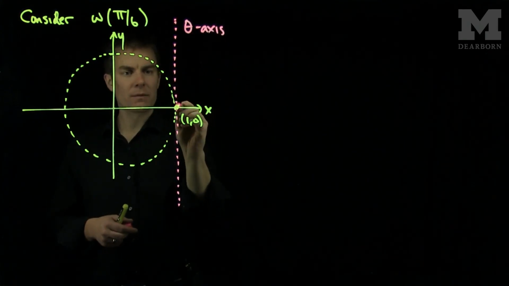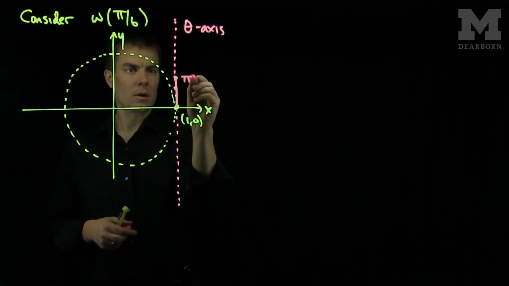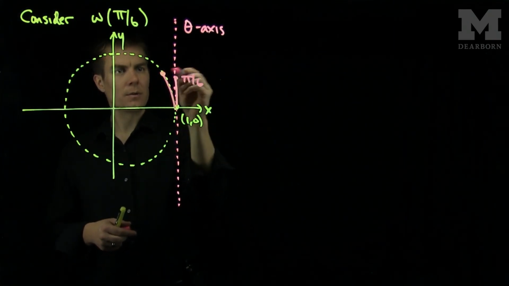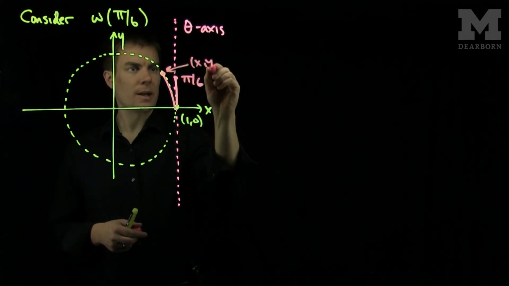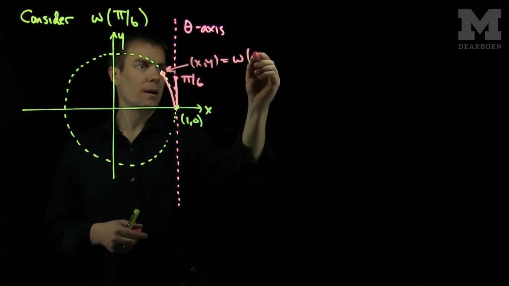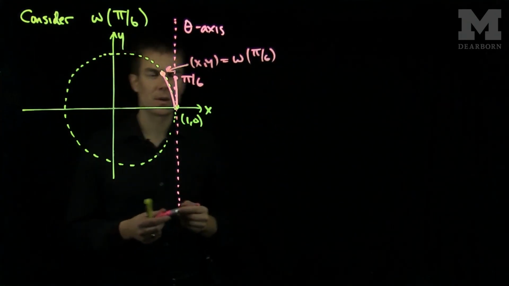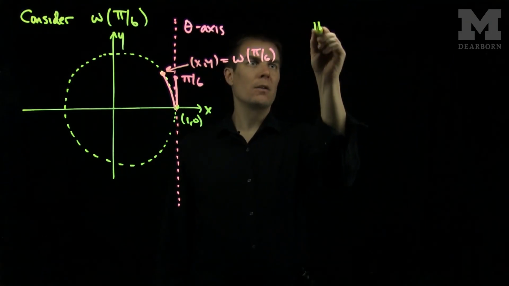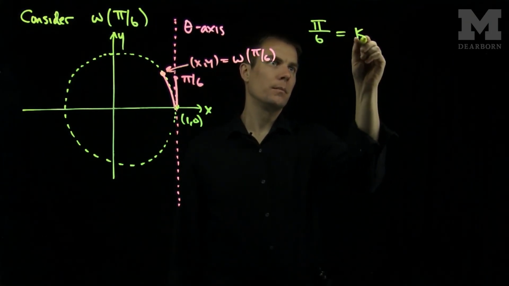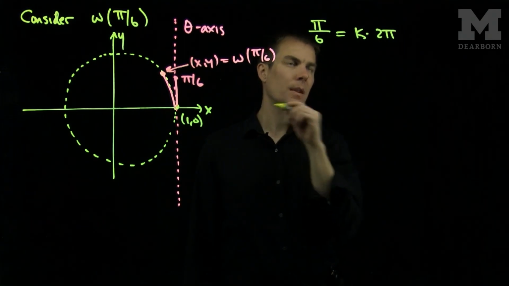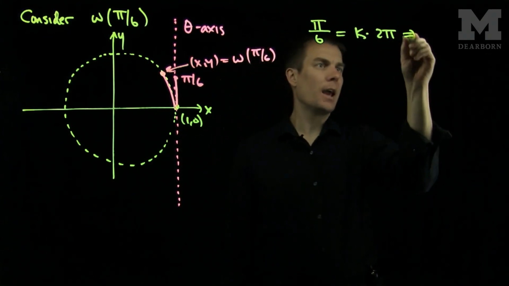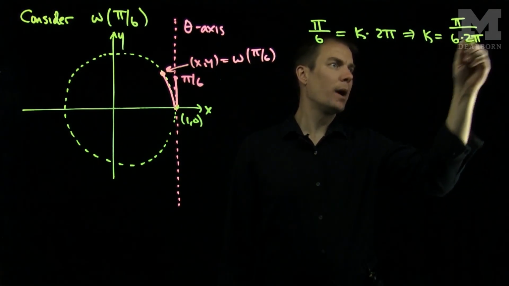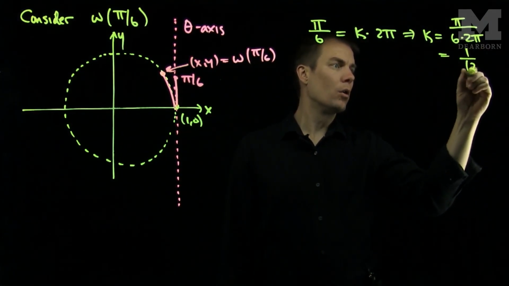And I will go up pi over 6 units on my theta axis and wrap that around the unit circle. And the value I end at is my point x, y, which is omega of pi over 6. So, to figure out what this value is, we note that pi over 6 is some multiple k of 2 pi. And this will tell me that k is equal to pi over 6 divided by 2 pi, or 1 over 12.